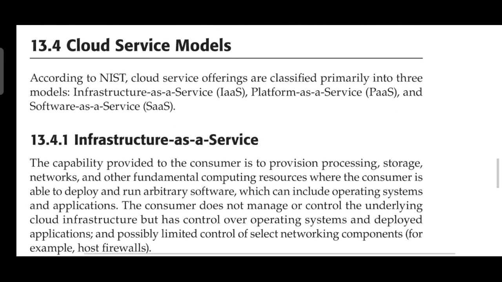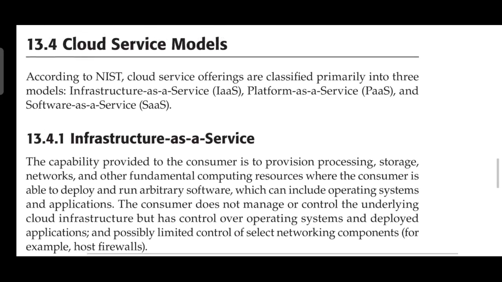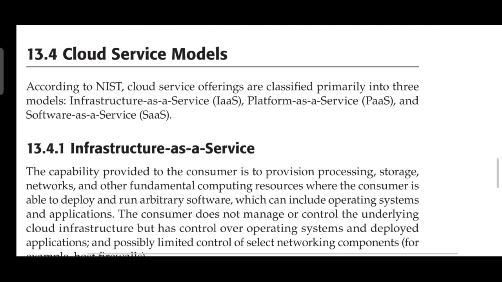Let us see the cloud service models later. Actually, we have three types of service models in the cloud service architecture. One is SaaS, another is PaaS, and the third is IaaS, infrastructure as a service. IaaS stands for infrastructure as a service, PaaS is platform as a service, and SaaS is software as a service. Let us study about them in detail in the next session.